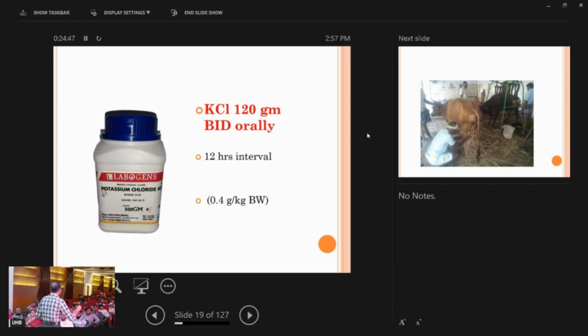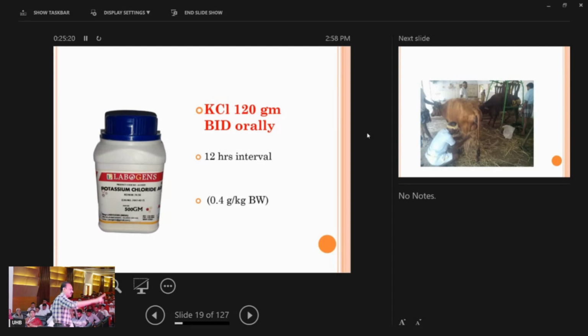In IV potassium, immediate results will be there within 6 hours. With oral, results will take more than 12 hours. So you can supplement 120 gram of potassium chloride DAB. DAB means morning and evening for 2 days, followed by 120 gram daily for 3 days. Totally you are giving for 5 days. That's all. So the potassium level will be increased. The animal will become normal. The animal will get up like a miracle, you can say. Very excellent results are seen with potassium chloride.